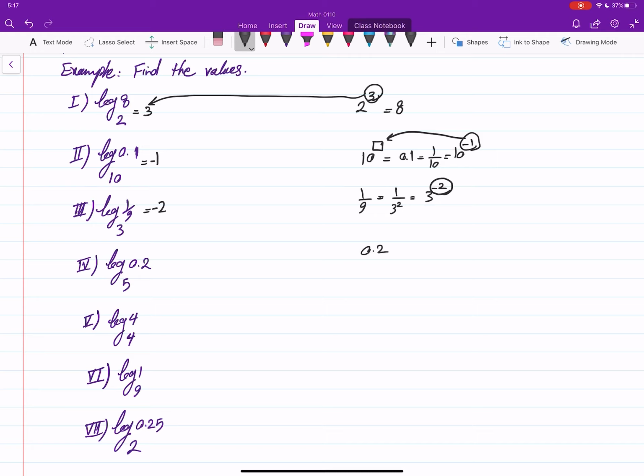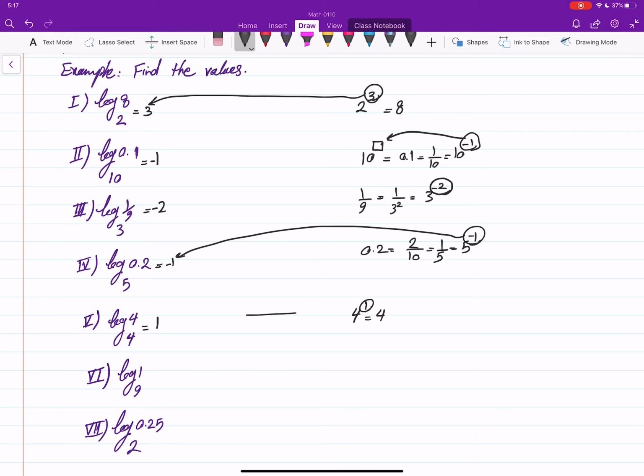0.2. Well, 0.2 is what? I can write it as 2 over 10, which is 1 over 5. And this is 5 to the power negative 1. Again, the power we find is the log, negative 1. How about log of 4 base 4? Well, 4 to the power 1 is 4. So the answer is 1.